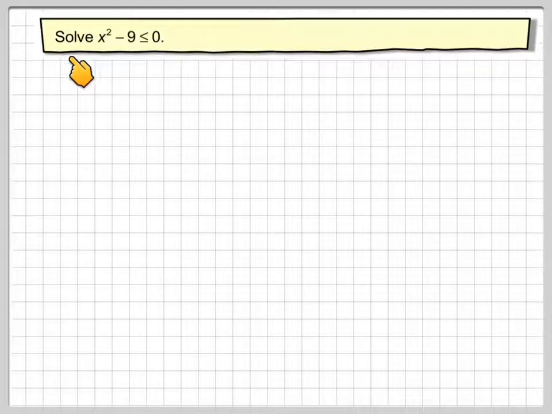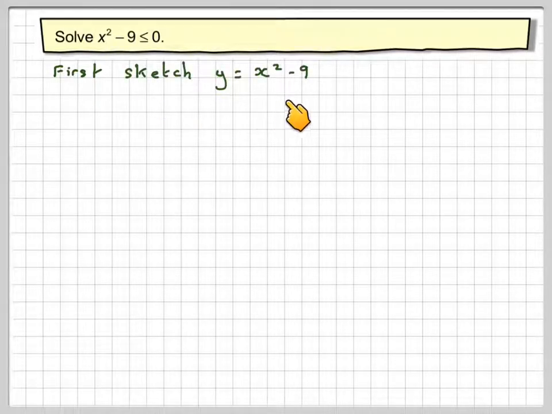In this video we're going to solve x squared minus 9 is less than or equal to 0. So we're going to solve a quadratic inequality by the method of sketching. So first step is to sketch y is equal to x squared minus 9. We forget about the inequality and just sketch that.